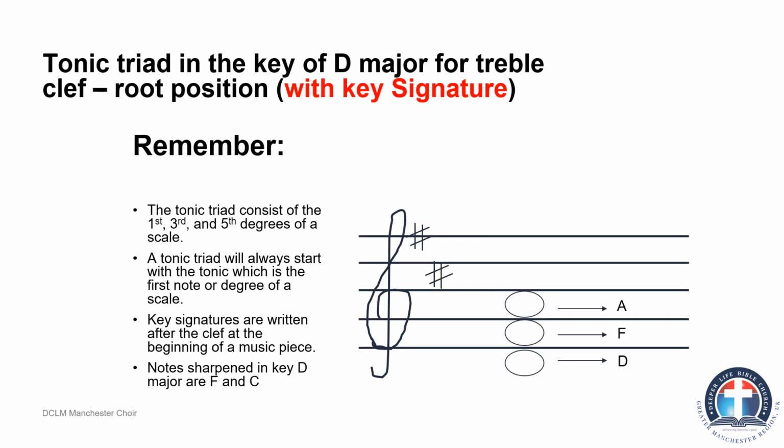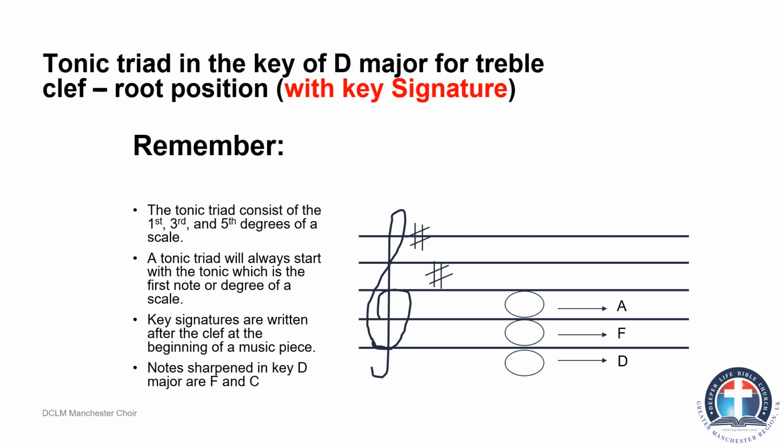Now, tonic triads in the key of D major. We've already discussed what a tonic is, why it's called a tonic triad, and what a root position is. So let's just get right into it. We've done the C major, we've done the G major. Now it's the D major.